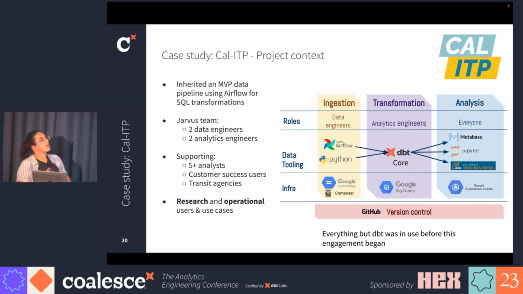So on the right side of this slide is our stack as it is now. We still use Airflow for our data ingest orchestration. We use DBT Core, and then we use Metabase for BI. We also use a hosted Jupyter Hub instance for the analysts to do data science work, and then we publish data directly to the California Open Data Portal. And the main project for the case study is that we were basically inserting DBT into the middle of this diagram, and the rest of it was mostly set before we were implementing DBT.